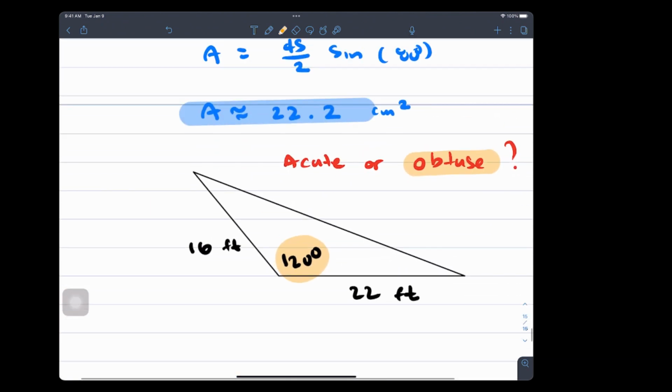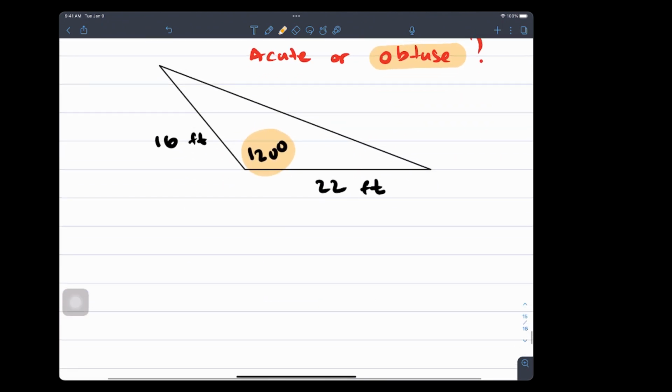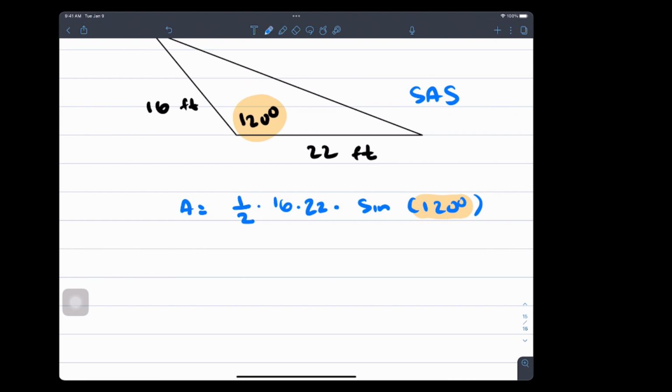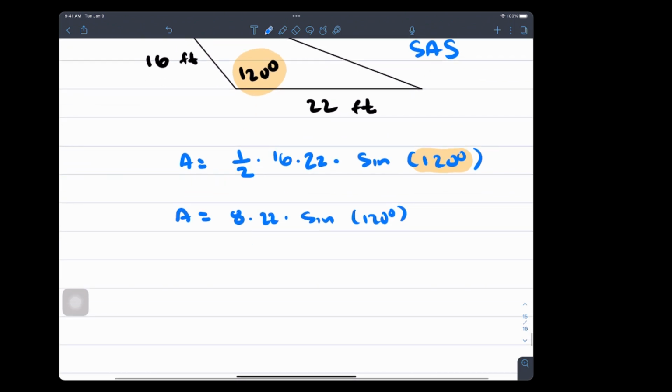Now, how do we use the area formula here? I didn't prove it, but it's the same formula. 1/2, because you have side angle side here. So it's 1/2, just take any of the sides, 16 times 22, or 22 times 16, sine of 120 degrees. And 16 divided by 2 is 8. So you can say 8 times 22, sine of what? 120 degrees. And then what's 8 times 22, by the way? Do you guys know?